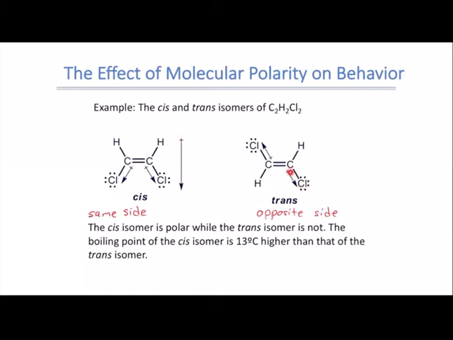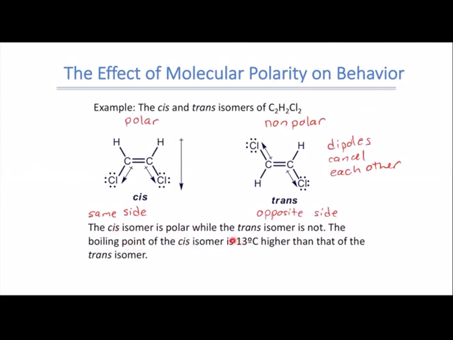If we look at the trans, the two dipoles are pointing in the opposite direction. So they'll actually cancel each other out. So here our dipoles cancel each other out. Since they cancel each other out, the trans is nonpolar. So a cis configuration here happens to be polar, and our trans happens to be nonpolar. And having those different configurations actually leads to different physical properties. So our cis isomer is polar, our trans is not.